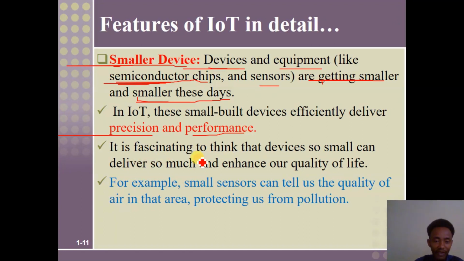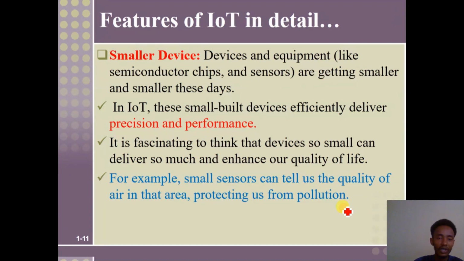It is fascinating, and paves the way to think that devices so small can deliver so much and enhance our quality of life. For example, small sensors can tell us the quality of the air in one particular area and protect us from pollution. A very small number of devices telling us what is going on in the environment also tells us about air pollution, in order to protect our environment from the pollution.